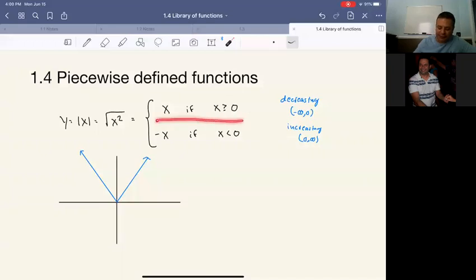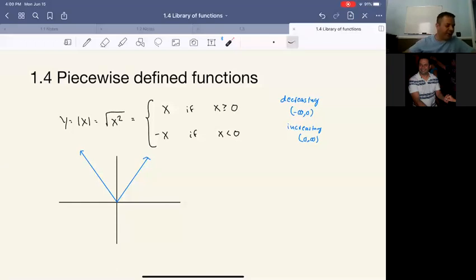So x, if x is greater than or equal to 0, so let's say x is 1, then y is 1, right? Here, negative x, if x is less than 0. So if x is negative 1, then y is actually going to equal 1, right? The negative of negative 1, okay?